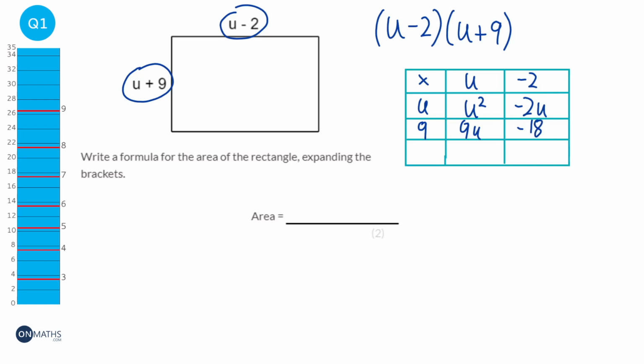And what we're going to do is we're just normally going to be able to add these ones together. So our answer will be u squared. And then we're going to do 9u plus minus 2u. Well, that's just going to be 9u take away 2u, which is 7u. So plus 7u, and then minus 18 at the end.